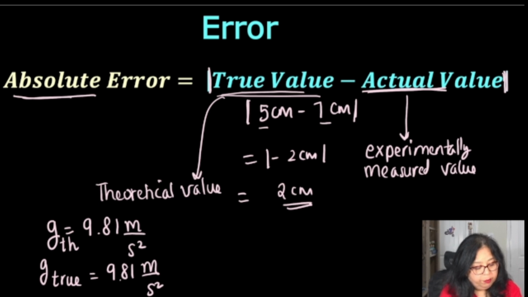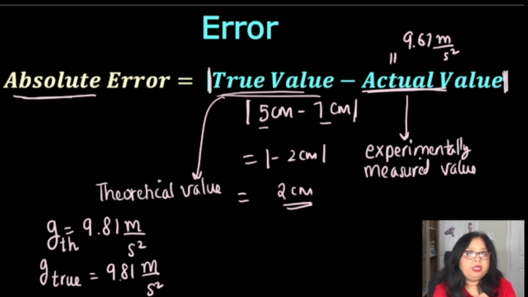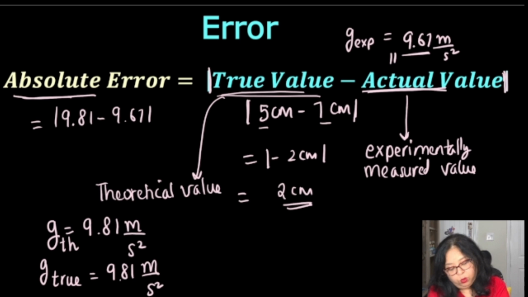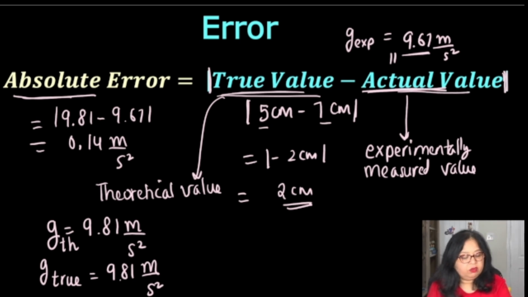And in the experiment, let's say the actual value turns out to be 9.67 meters per second square. What would be the absolute error in the measurement of this g, which is 9.67 meters per second square, g experimental? You would write that as 9.81 minus 9.67. What does this give you? This will give you 0.14 meters per second square. So you see that absolute error has the same units as these quantities that you subtracted.